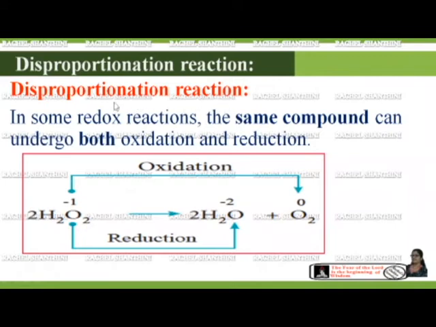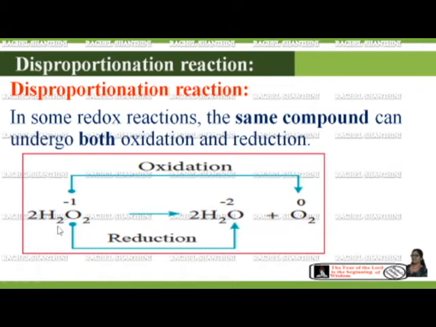Disproportionation reaction. Disproportionation reaction is a special type of redox reaction. In some redox reactions, the same compound can undergo both oxidation and reduction. That is, an element in one oxidation state is simultaneously oxidized and reduced. Decomposition of hydrogen peroxide is a good example. Here in this reaction, the oxygen element experiences disproportionation.